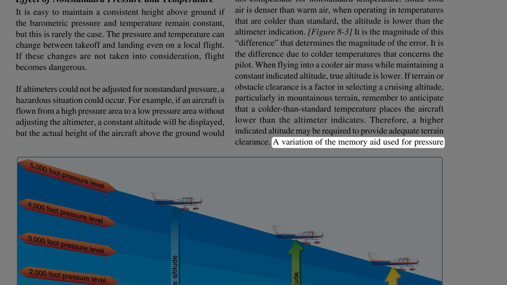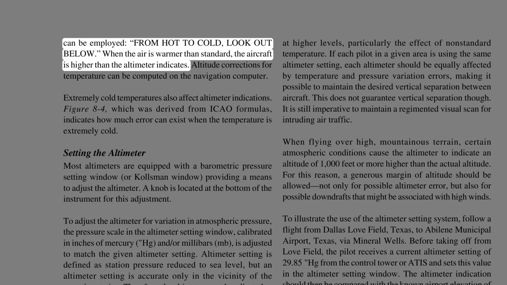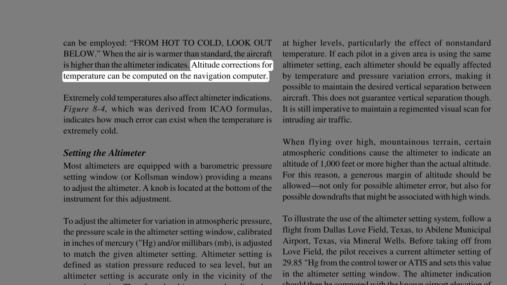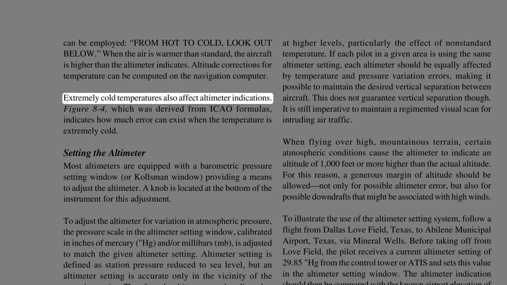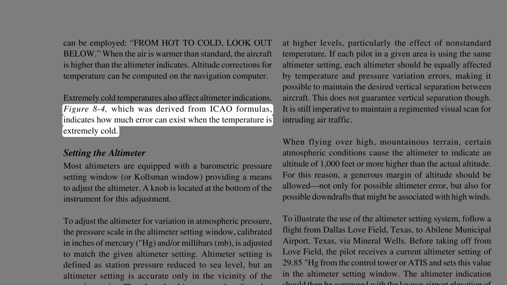A variation of the memory aid used for pressure can be employed. From hot to cold, look out below. When the air is warmer than standard, the aircraft is higher than the altimeter indicates. Altitude corrections for temperature can be computed on the navigation computer. Extremely cold temperatures also affect altimeter indications. Figure 8-4, which was derived from ICAO formulas, indicates how much error can exist when the temperature is extremely cold.